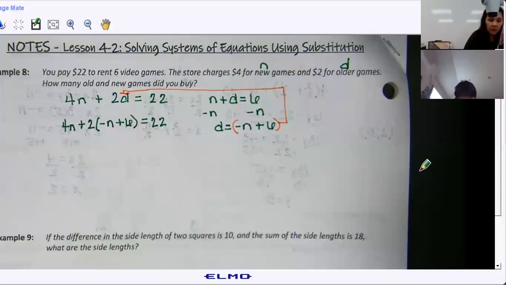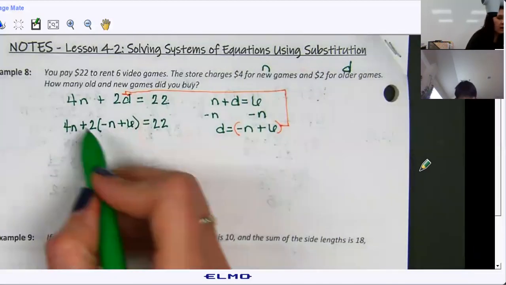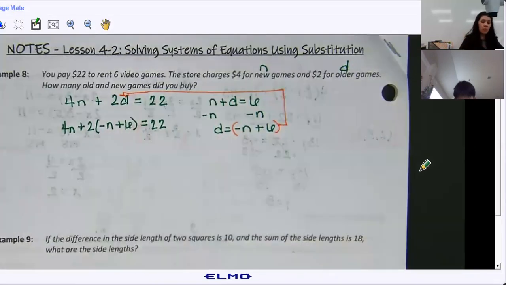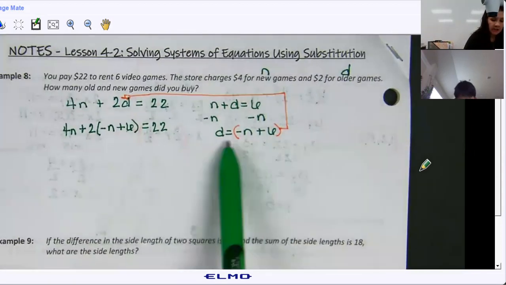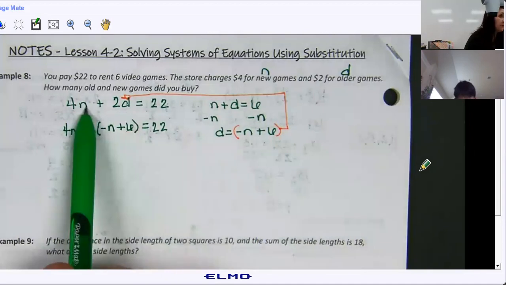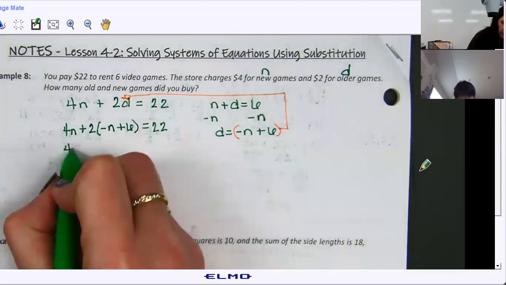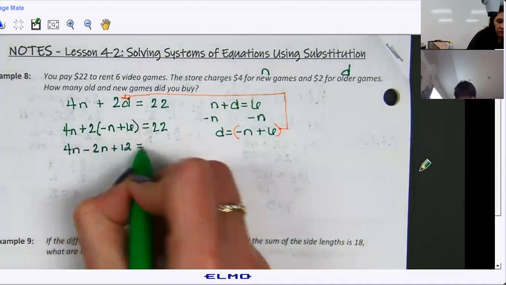Okay, so when you plug it in, you should get this equation. And this is where a lot of you are getting a little bit confused. I did see one error happen more than once. Instead of plugging this expression into where D was, they plugged it into where N is. Make sure you're plugging it into the right variable. Okay. Then you have 4N minus 2N plus 12 equals 22.